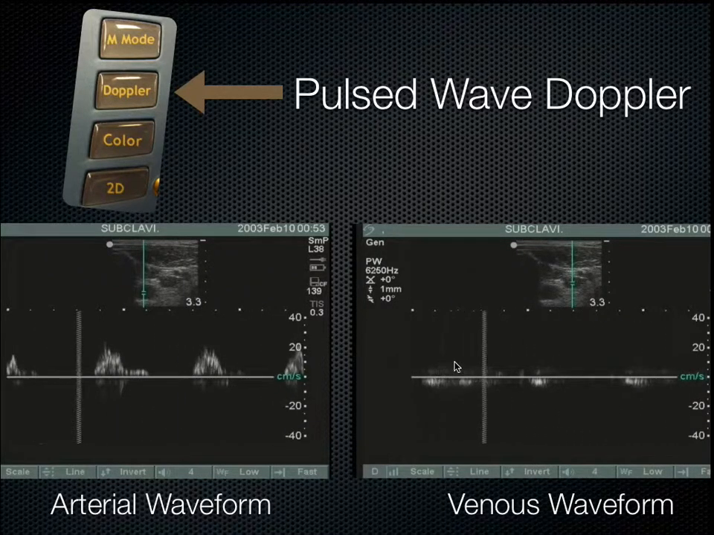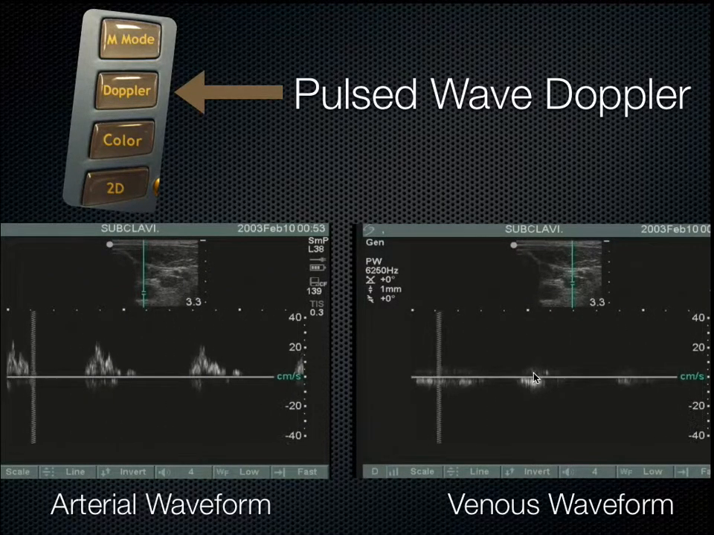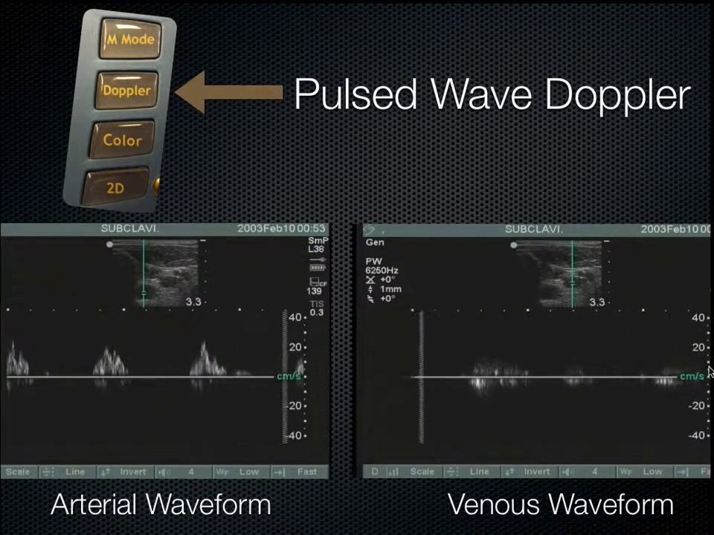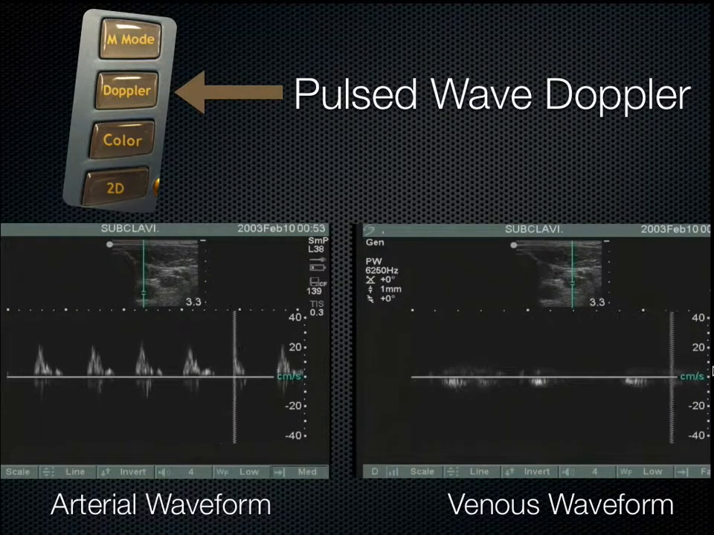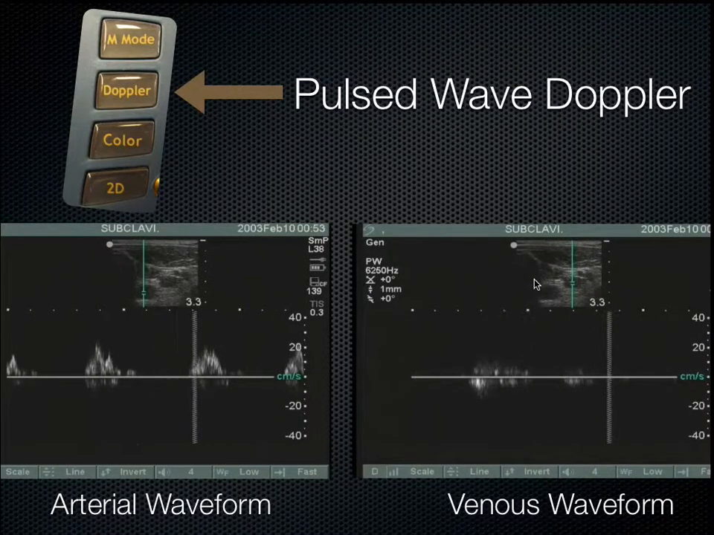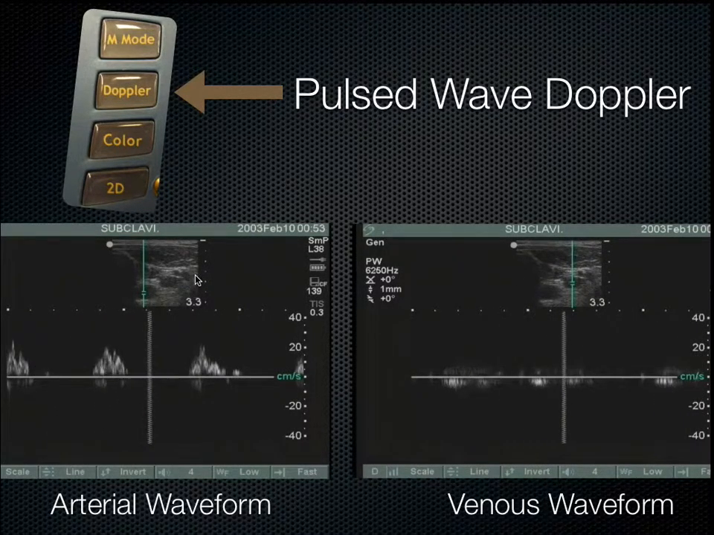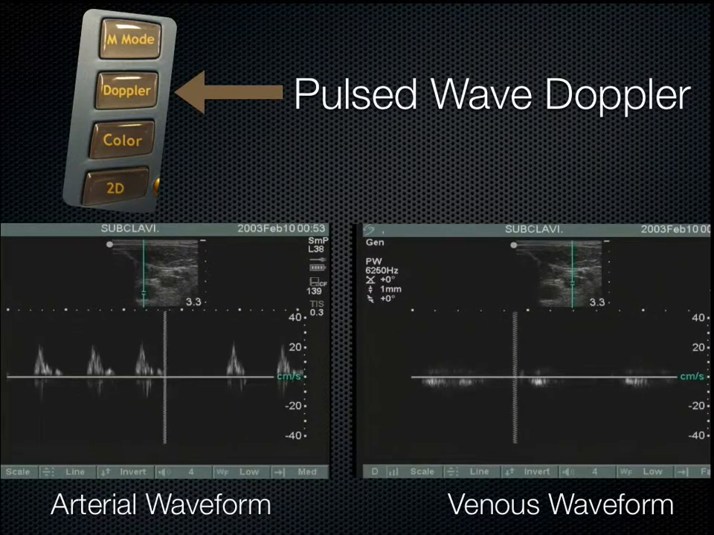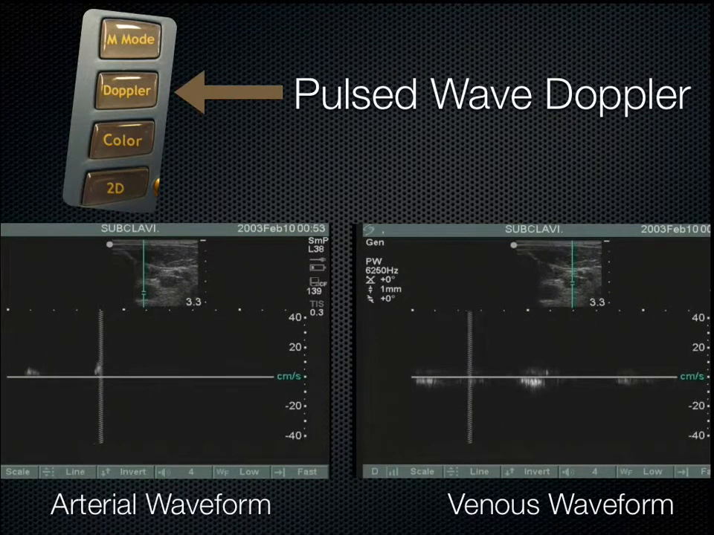This is subclavian vein. It's got more of a venous waveform to it, and a slower amount of flow, maybe 10 centimeters per second going on at this particular setting. So that's something to think about. You could use pulse wave Doppler to differentiate between arteries and veins if you wanted to.